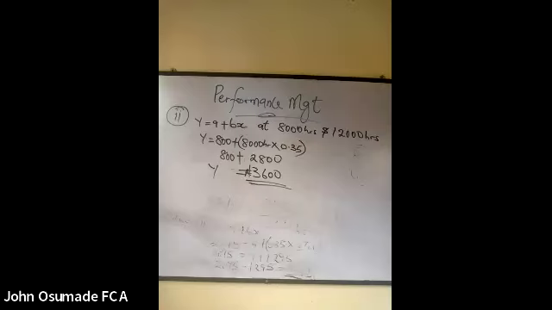Write it down now. The question. You are required, Roman figure 1: calculate the real fixed and variable cost. Immediately you see the word real, what it is telling you is that the price index has been affected by inflation. So that's why you have real figure and money figure.